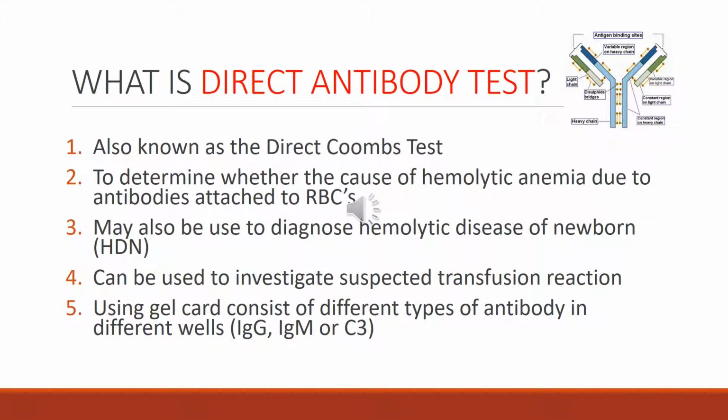Firstly, what is direct antibody test? The direct antiglobulin test, also known as the direct Coombs test, is used primarily to help determine whether the cause of hemolytic anemia, a condition in which red blood cells are destroyed more quickly than they can be replaced, is due to antibodies attached to RBCs.